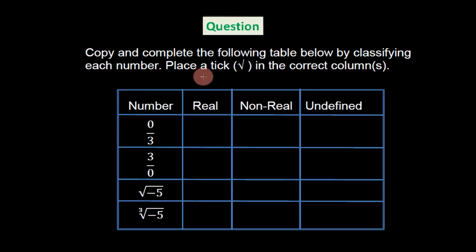Let's look at your answers to the last question. We have to complete the table by placing a tick in the correct column or columns. We have 0 divided by 3. Now 0 divided by any number is 0, which we know is real. Then we have 3 divided by 0, and we know that any number divided by 0 is undefined. Then we have the square root of a negative number, which we know is non-real. The cube root of a negative number is real.